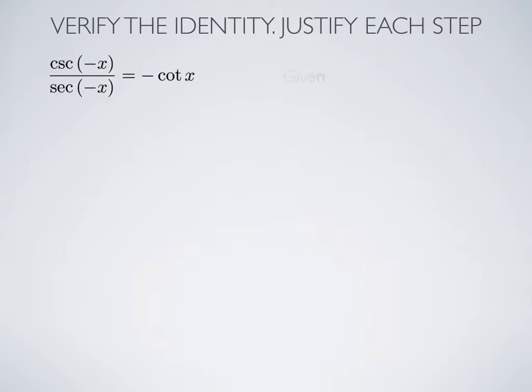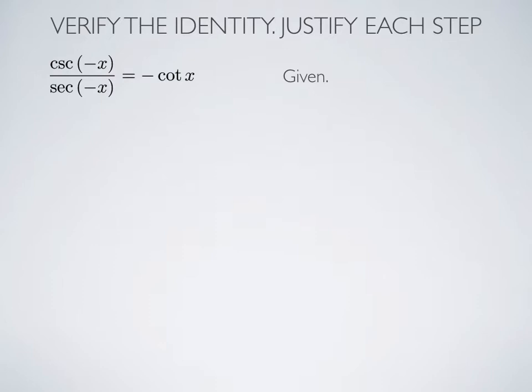In this example, the given information was given to us as a fraction, but each one of those trig ratios are themselves fractions. So it's probably a good idea to start by representing the cosecant as 1 over the sine and the secant as 1 over the cosine. And because of the fraction, that indicates division.